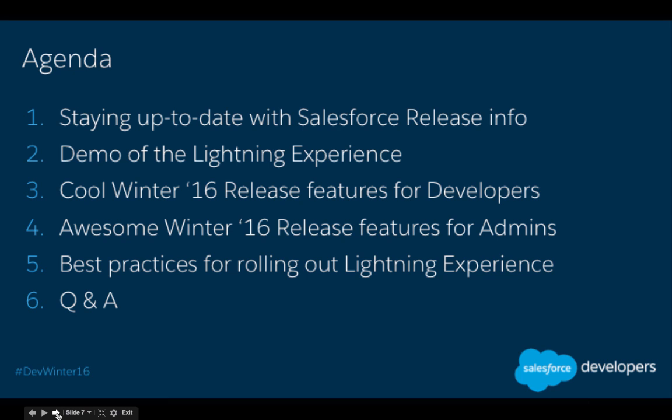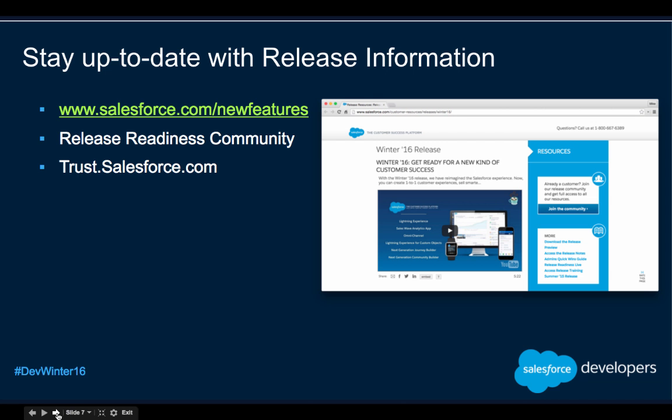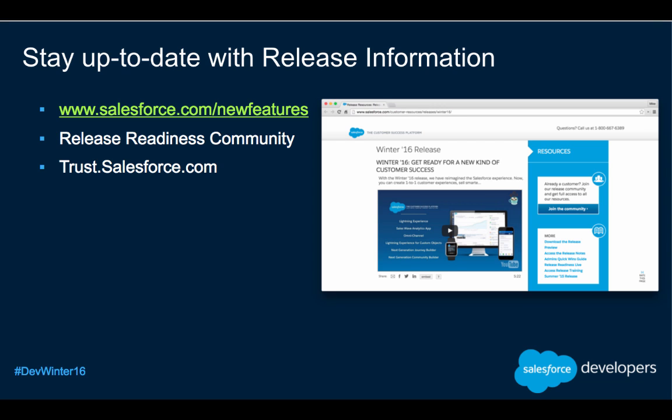So with that, I want to talk about how we stay up to date with the release information. Salesforce has 3 releases a year, and it always seems like they're coming on you constantly. So Winter 16's almost here. How do we stay up to date with release information? We go to salesforce.com/newfeatures. This is, as you'll see in the screenshot to the right, where we can get all the information we need. We can download the release notes, we can access the release preview, we can get an admin's quick win guide, and of course watch Release Readiness Live, which are the nice little bite-sized chunk videos to help you see some of the brand new features.